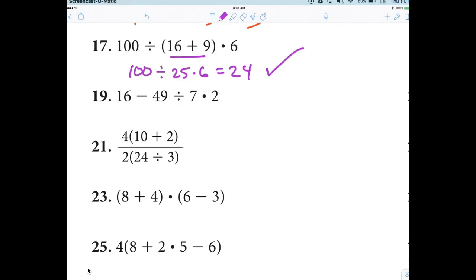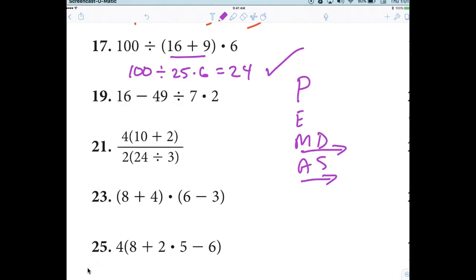Even though PEMDAS is written as multiplication and then division, you always go left to right. That's why when I write PEMDAS, I write it like this: P-E-M-D-A-S. The multiplication and division are always done from left to right. Multiply doesn't come before divide, and addition doesn't come before subtraction. You always move from left to right if you have multiplication and division together.